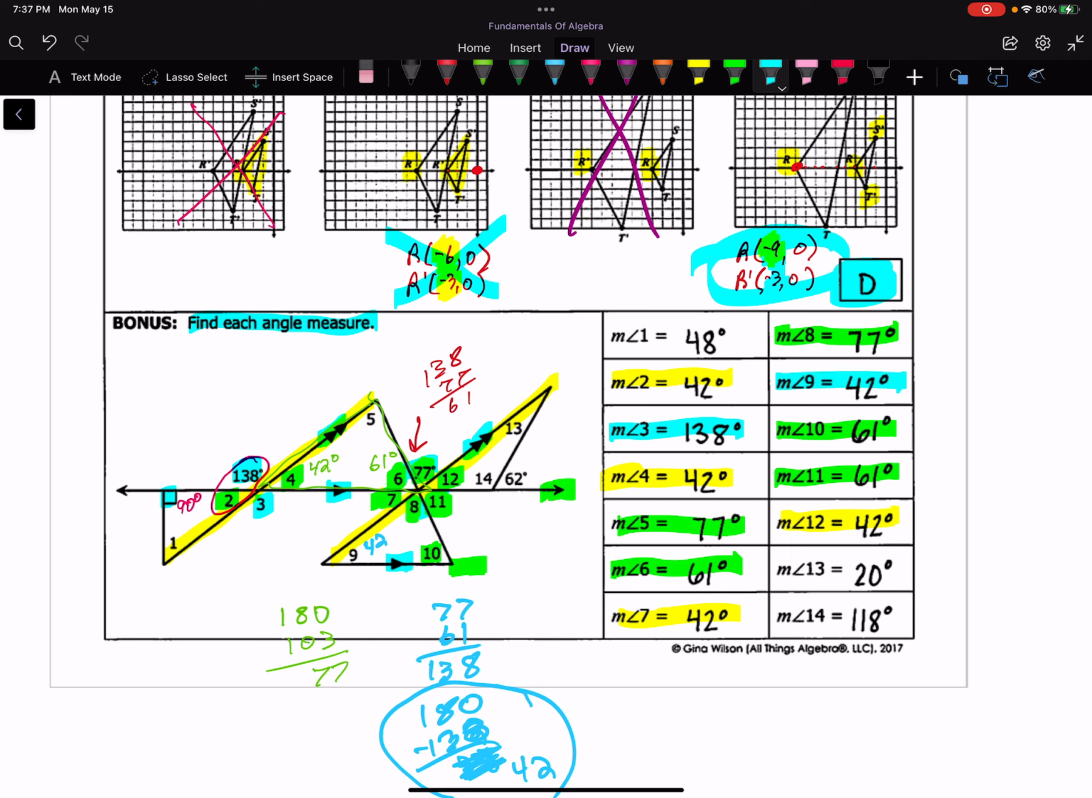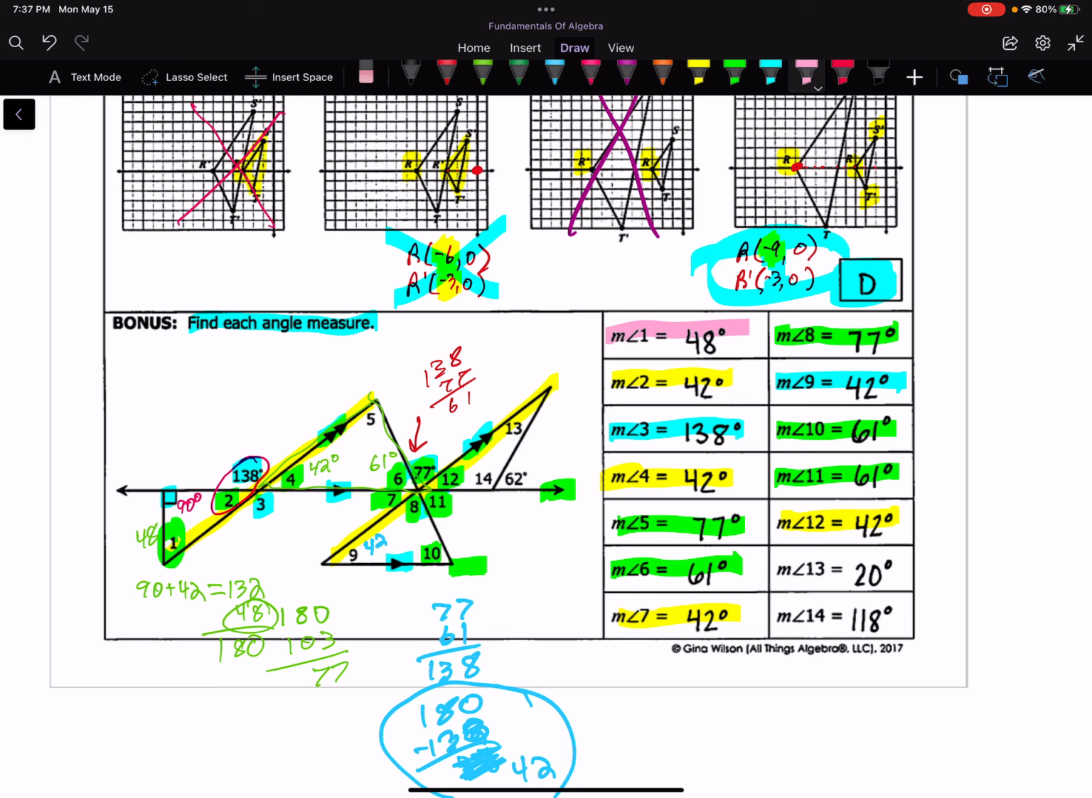Okay, now we got to figure out 13, 14, and number 1. Where's number 1? Well, we know number 2 is 42. We know 90. We're doing number 1 now. 90 plus 42 is equal to 132. You'd have to add 48 to get to 180. So this guy is 48.